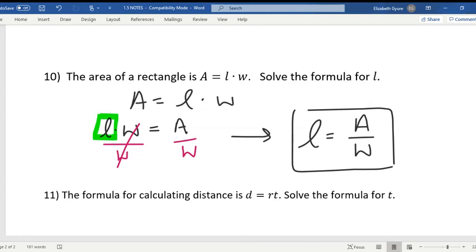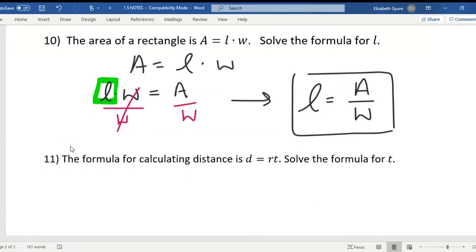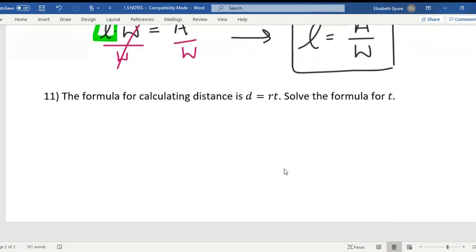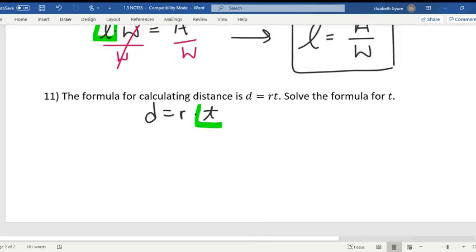Okay. Number 11 is super similar. It says the formula for calculating distance is d equals r times t. That's distance equals rate times time. You might do that in science at some point if you haven't already. Solve the formula for t. So this is going to be the exact same strategy. So we have d equals r times t. Don't we want to solve for t? So t right now is on the right. Do we want to have it on the right? No, we want to have it on the left.